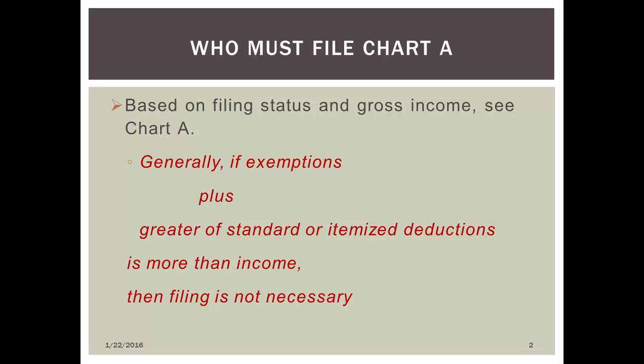Generally, even if you didn't have Chart A in front of you, if the exemptions for that taxpayer for that year, plus the greater of the standard or itemized deductions for that taxpayer for that year, if you add those two things together and they're more than that person's income, then filing is not necessary for that person.